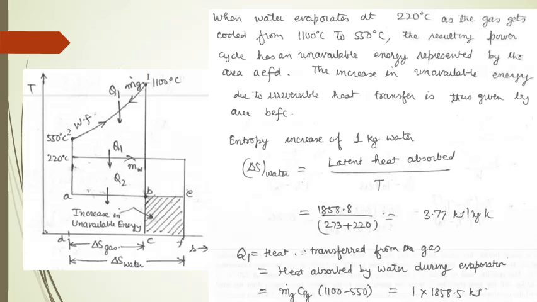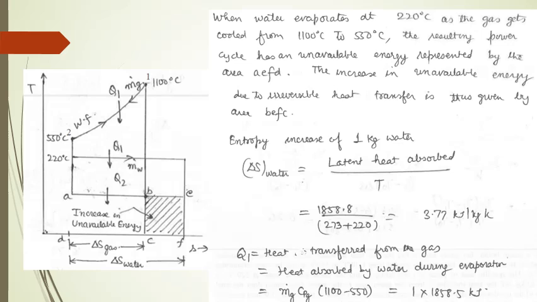When water evaporates at 220 degrees Celsius, as the gas gets cooled from 1100 degrees Celsius to 550 degrees Celsius, the resulting power cycle has an unavailable energy represented by the area AEFD. The increase in unavailable energy due to irreversible heat transfer is thus given by the area BEFC, which is shown as the shaded area.